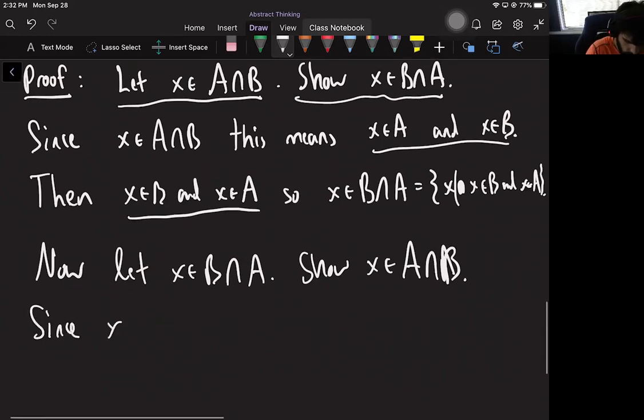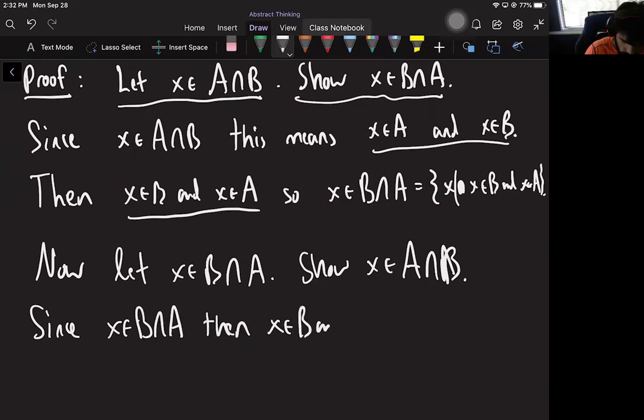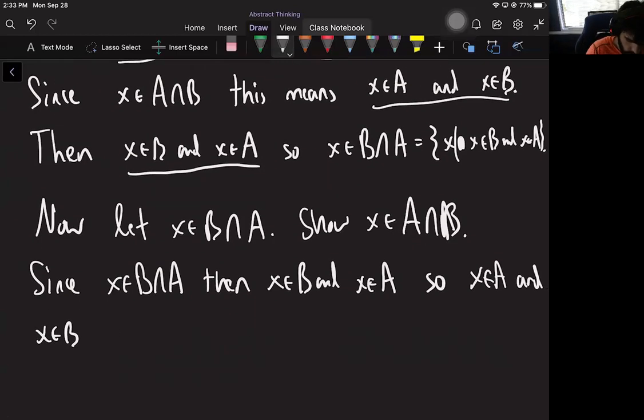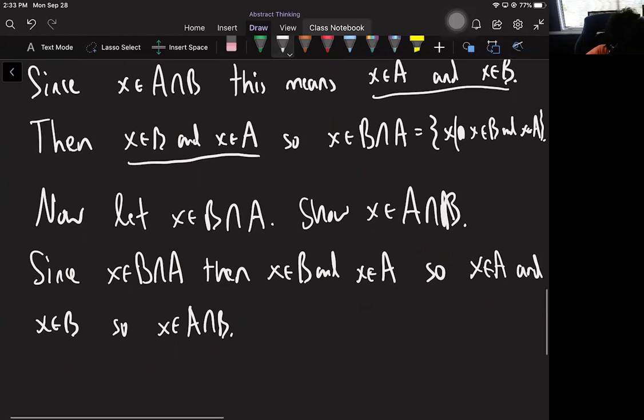So since X is in B intersect A, then X is in B and X is in A. So that means X is in A and X is in B. The point is it's in both either way. So now that's in this. Okay, so that's the end of the proof. Hopefully not too bad.